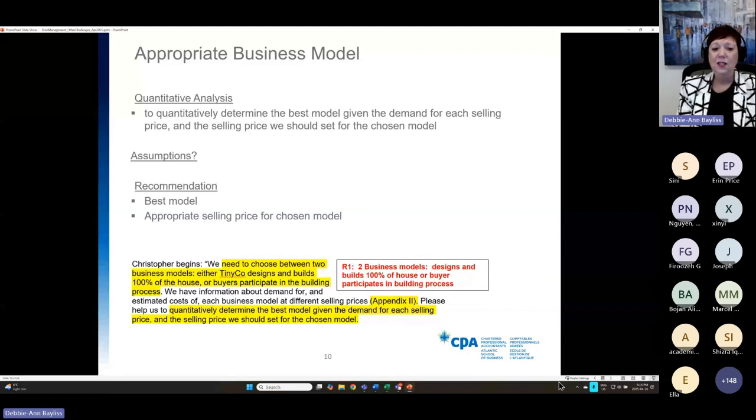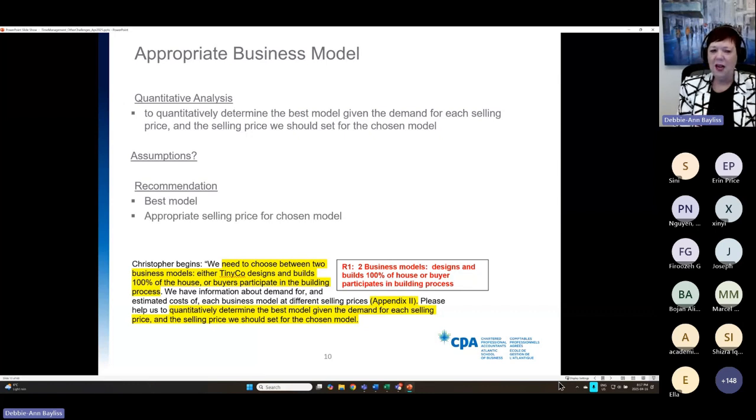So the first thing Christopher asks us is, he says, we need to choose between two business models. So either Tiny Code designs and builds 100% of the house, or the buyer participates in the building. And what they're asking us is, could you help us to quantitatively determine the best model given the demand for each sales price and the selling price we should set for the chosen model.